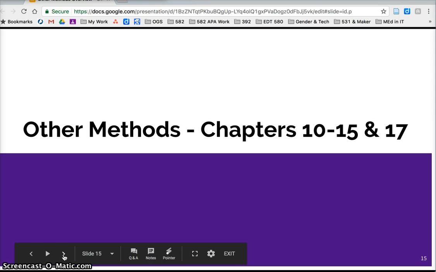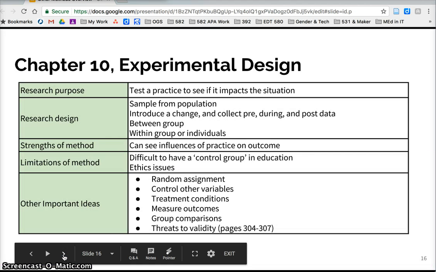So now what I'm going to do is try and just give you a brief highlight for each of the chapters 10 through 15, and then also 17, because mixed is 16, so we've done that. Chapter 10, experimental designs, is when you are trying something to see if it impacts the situation. It's a type of quantitative research typically.